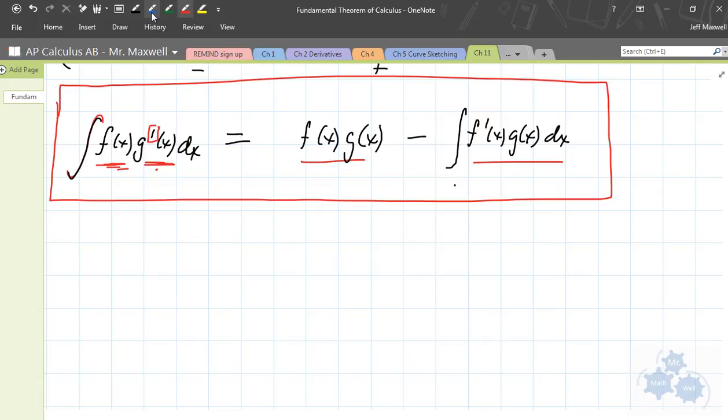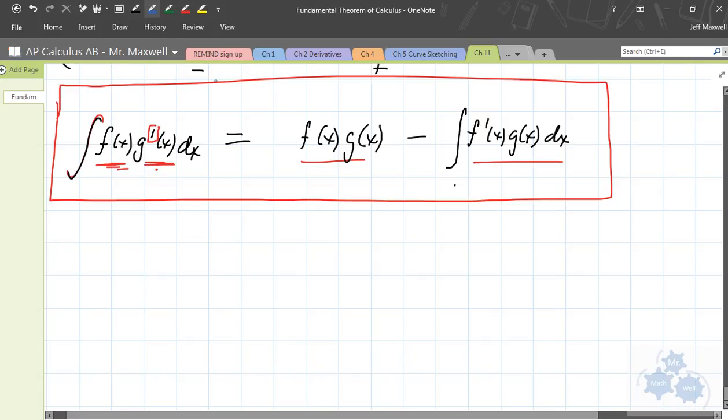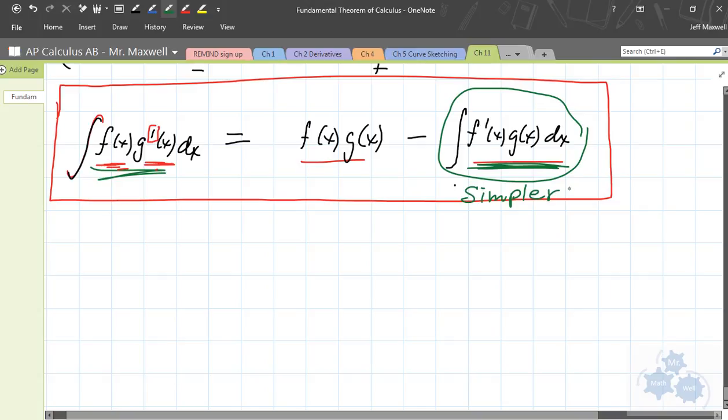Now, I understand what you may be thinking. You may be thinking, that looks a lot more complicated than when we started. But the hope, and the plan for this, is that this integral over here is going to be a little bit simpler. Hopefully, if we do things right, this is going to be a simpler integral to integrate. This expression right here, that's what we're going for.